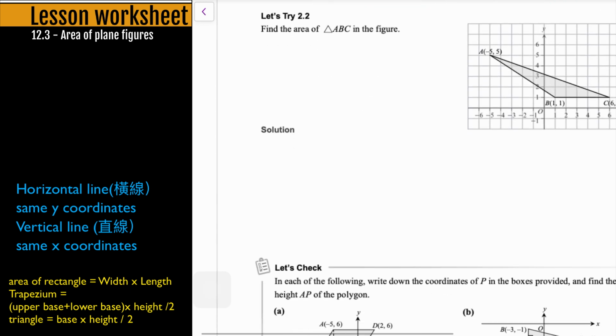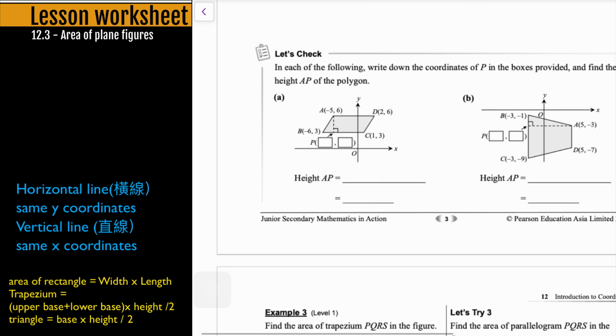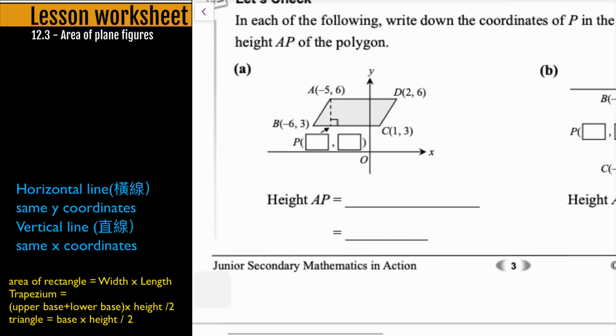You will also see that for the parallelogram, you can always draw the height yourself. Now for this P, you can pause the video here and then play it to check your answer. Now pause the video. Once you finish, continue. So P should be -5, 3 here. The height AP will be 6 minus 3, which will be 3 units.